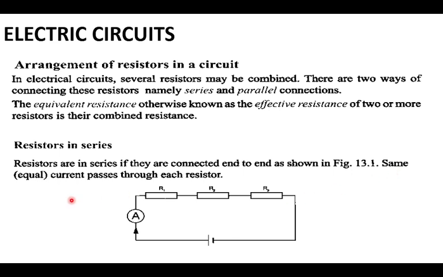So the same current passes through each resistor. Suppose that a current of 2 ampere passes through R1 and through R2 as well as through R3. So if the current reading on the ammeter here is 2 ampere, that same 2 ampere flows through R1, R2, and R3 because this is a series circuit. Current through a series circuit is the same. So all these resistors are receiving the same amount of current.